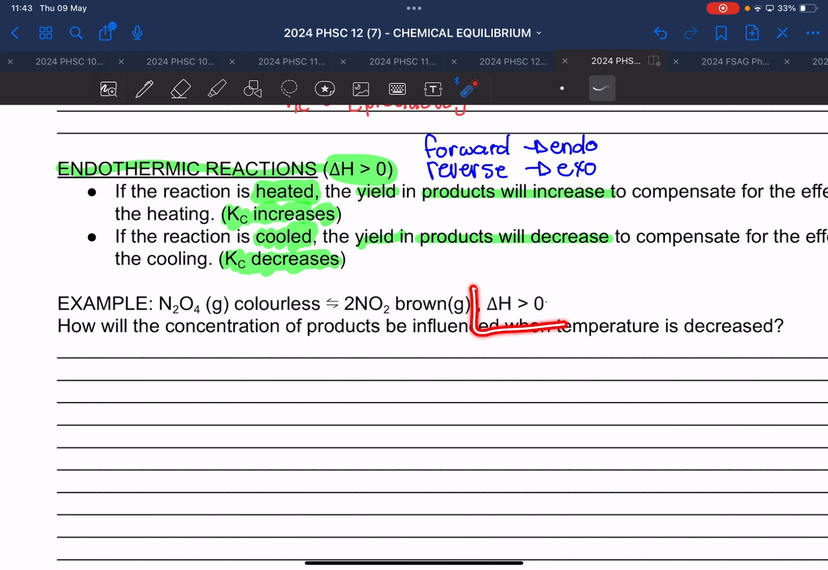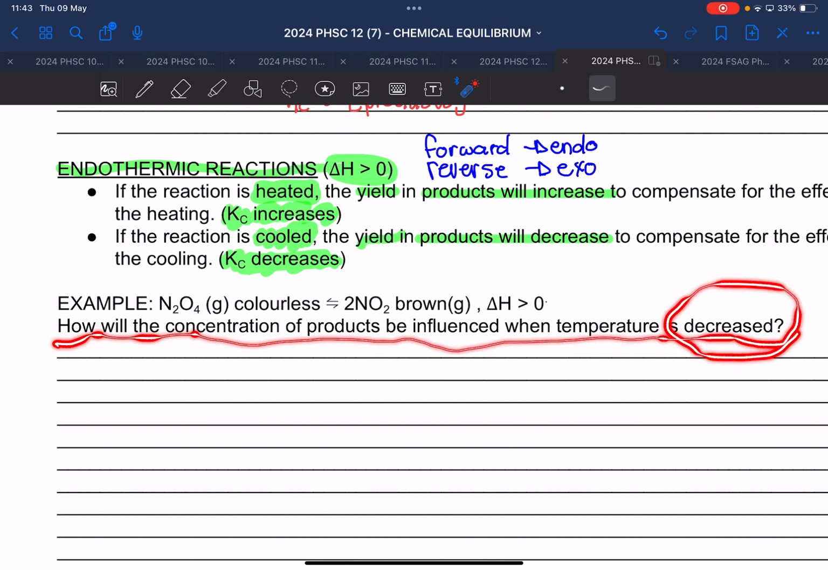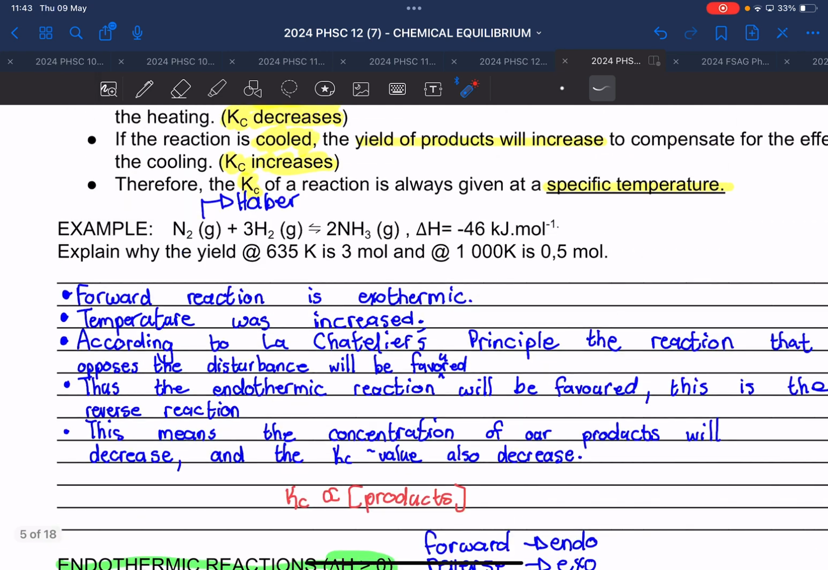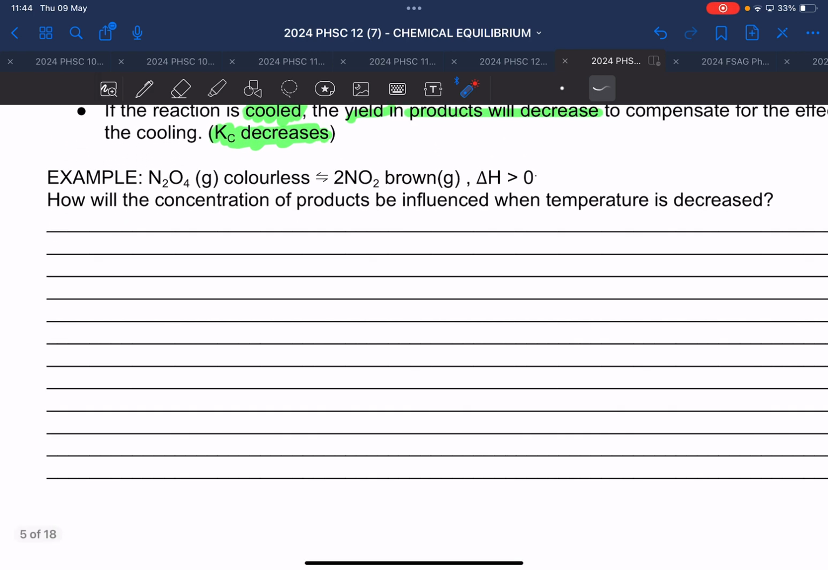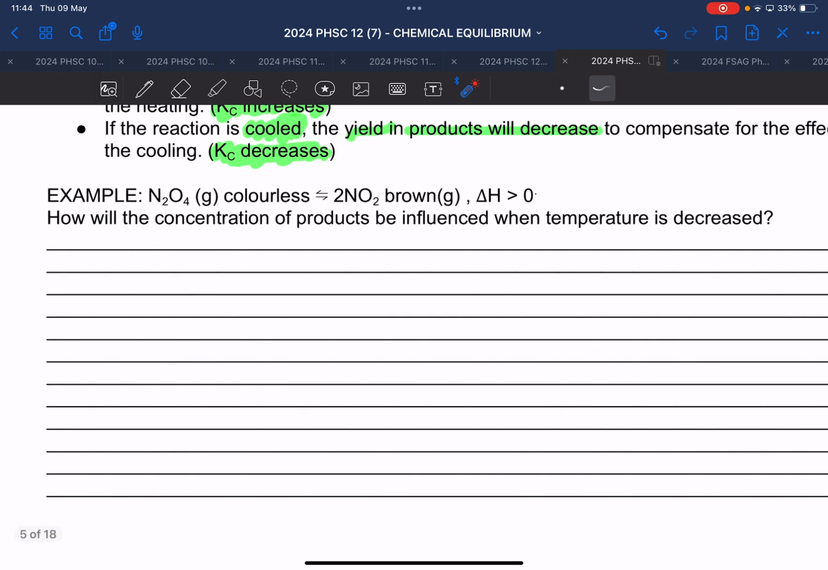Okay, so we take N2O4 and we turn it into NO2, and we have an endothermic reaction. Now they ask us, how will the concentration of the products be influenced when the temperature is decreased? Now I want you guys to use this same recipe. Tell us what the forward reaction is. Tell us what we did to the reaction mixture. What happens according to Le Chatelier's principle. And what that means for the concentration of the products. I'm going to give you a second to do that.